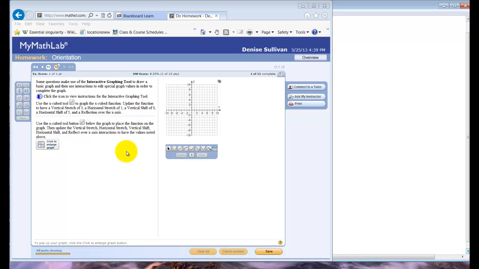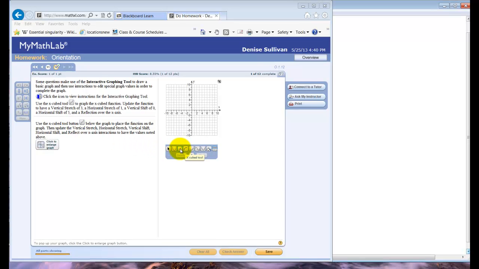It's not graded, but I'll show you what they're looking for and how we're using these tools. You will use these for lines and parabolas in this course, but not necessarily for a cubic. So they want us to use the interactive graphing tool, which are these buttons down here, to draw a basic graph, which x cubed is the one they're asking us for.